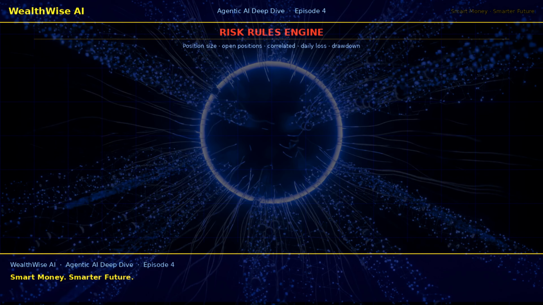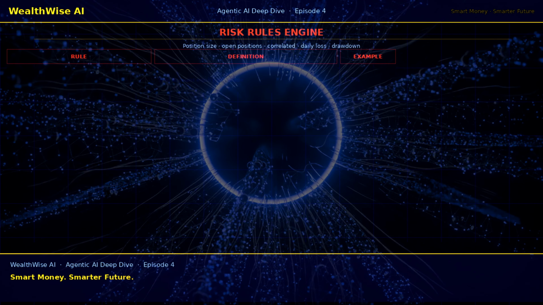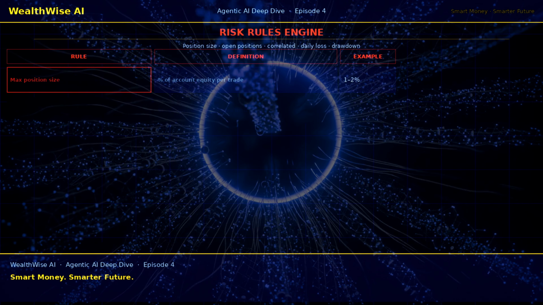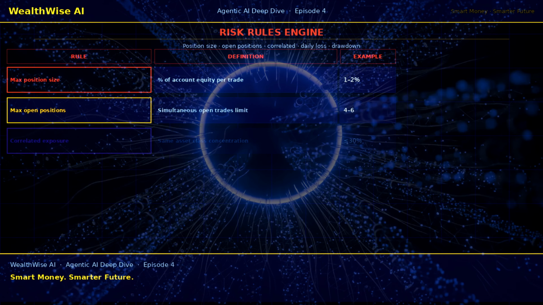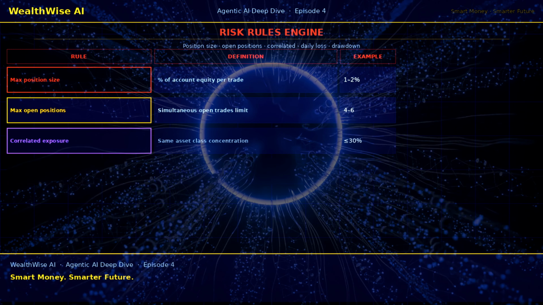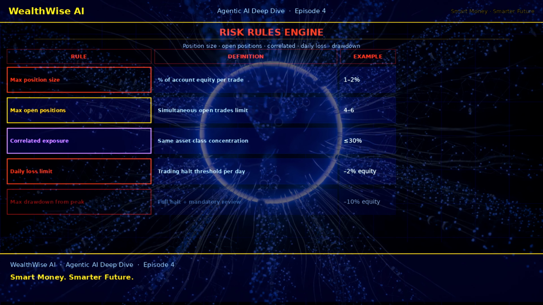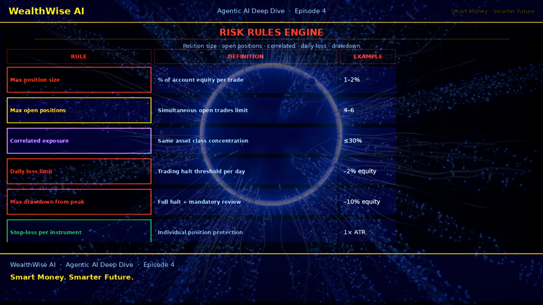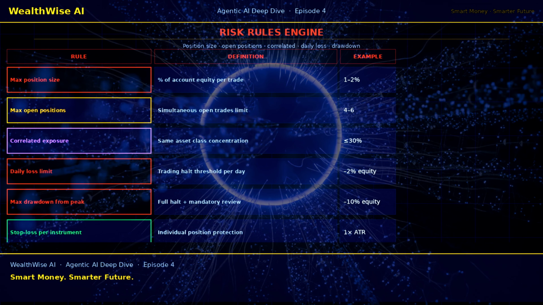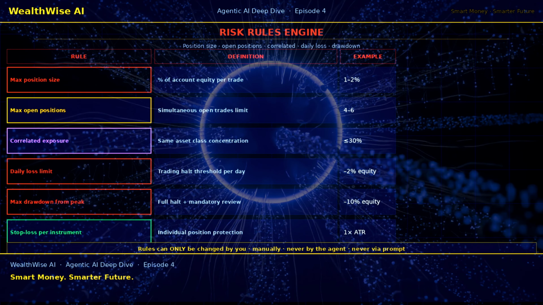The risk agent runs on every execution and continuously monitors positions. Its rules: maximum position size as percentage of equity, maximum simultaneous open positions, maximum correlated positions per asset class, daily loss limit, trading halt threshold, maximum drawdown from peak, full halt requiring manual review, individual stop losses per instrument. These rules can only be changed by you, manually, never by the agent.